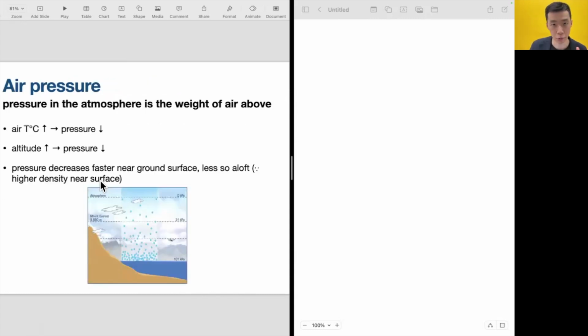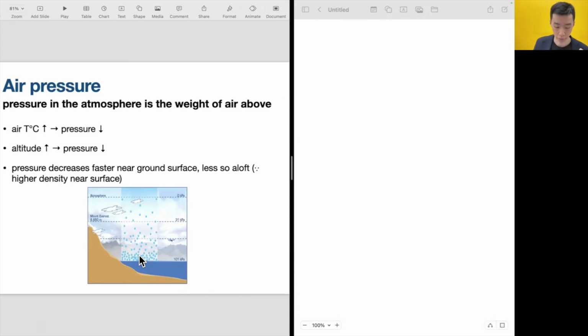What is air pressure? Air pressure is the amount of air particles above the surface. With more air particles, we expect higher air pressure, just like people, right? If you have more people huddling together, we have higher pressure. Or if you have more homework, you get more pressure. So same thing, the more air particles, the higher the air pressure.